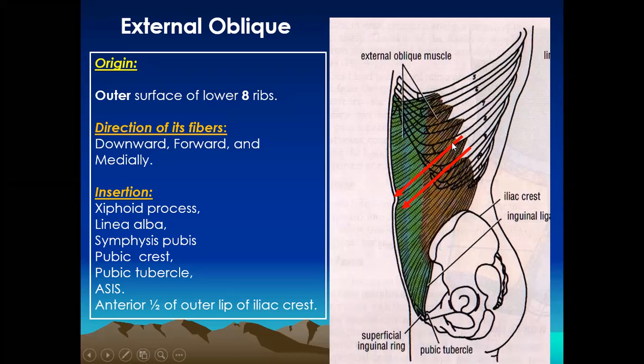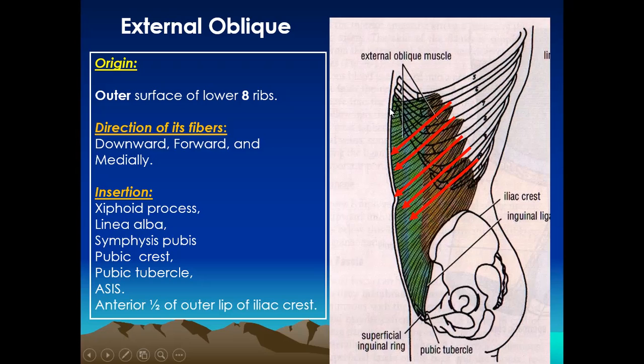Then the fibers start from here and they run downwards, forwards, and medially towards the center. This is the direction of the fibers. The arrows are indicating the direction of fibers. Then we have the insertion. Where is it inserted? It will be inserted to the xiphoid process. Here will be the xiphoid process, which is an extension of the sternum. The lowermost part of the sternum is called the xiphoid process.